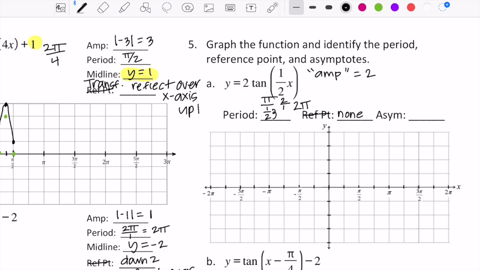So now we just have to set up the asymptote work. So whatever's in the parentheses, we're going to set equal to negative pi over 2 and pi over 2. And solve. So that's going to be x equals negative pi, and then times 2, and x equals pi.